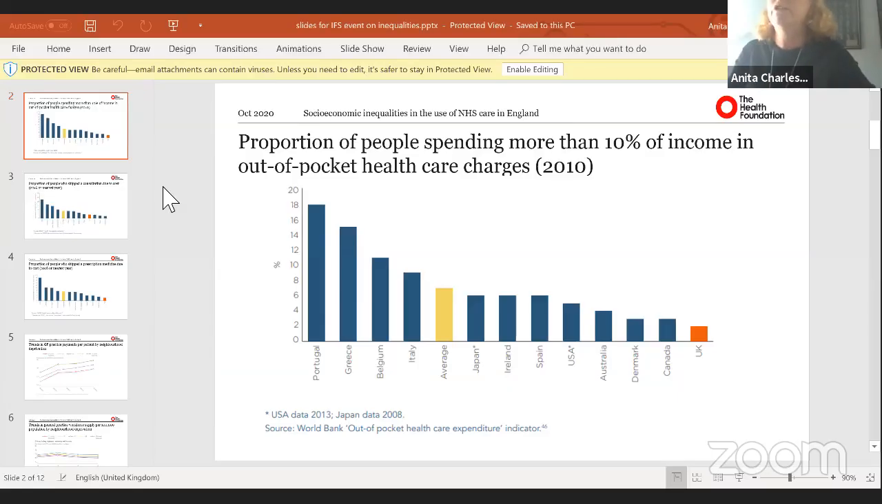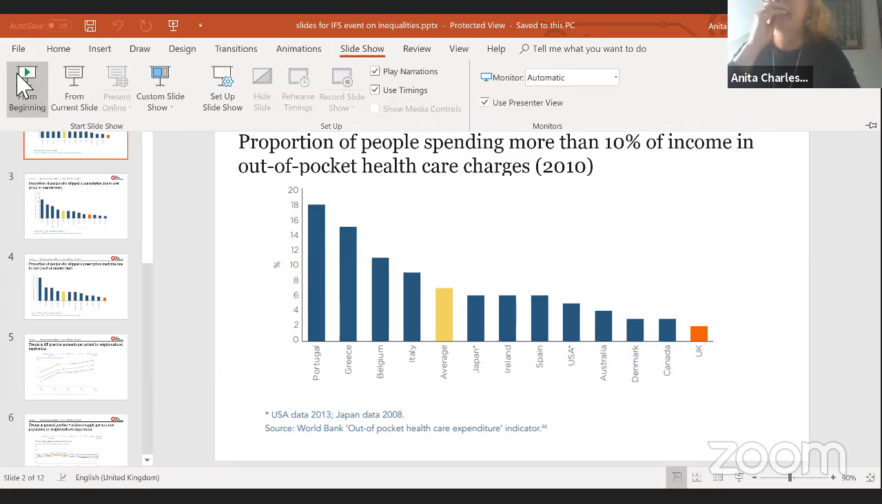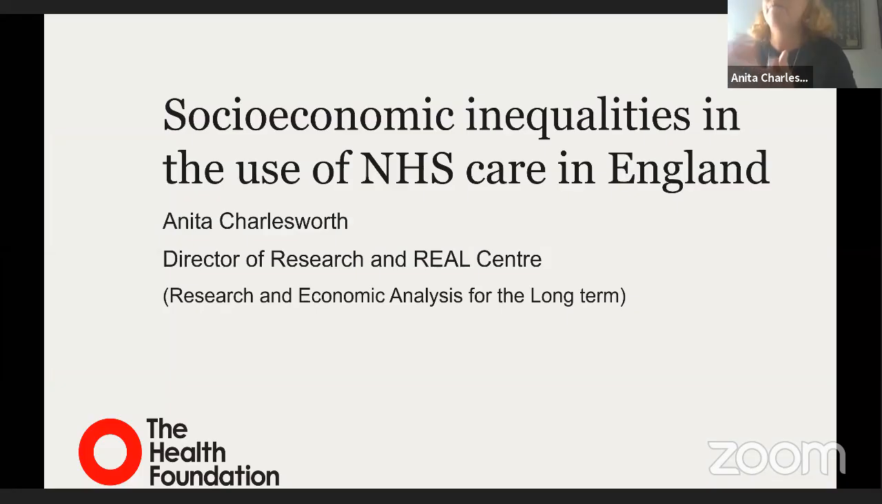So what I'm going to do is pick up from Ben's presentation and talk about primary care. And I'm going to talk in particular about supply side factors. So Ben talked quite a lot about some of the demand side issues that might affect differences in use of healthcare. But the other thing that we know is important and have recognised since the start of the NHS is that supply side factors are also very important.